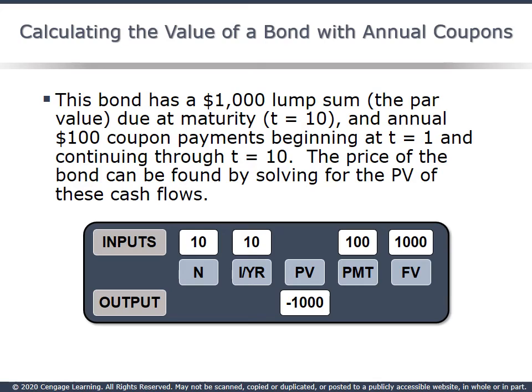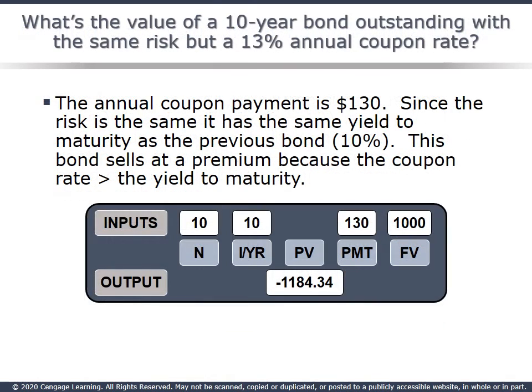So in this case, for this bond with a 10% coupon, 10 years to maturity, and a 10% yield to maturity, N is 10. I/Y is 10. The payment is 100. The future value is 1,000. Once we compute the present value, our calculator should tell us that the price of this bond is $1,000. That's a good example.